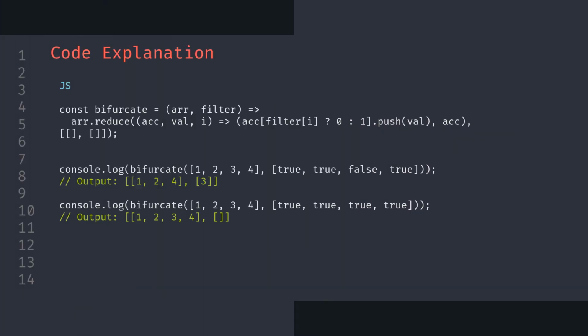Here's the implementation of our solution. The bifurcate function takes two inputs, an array and a filter array. We initialize two empty arrays within the accumulator to store the groups. Using the reduce method, we iterate through the array. For each element, we check the corresponding filter value. If true, the element goes into the first group, index 0. If false, it goes into the second group, index 1. Finally, the function returns two groups as a 2D array.